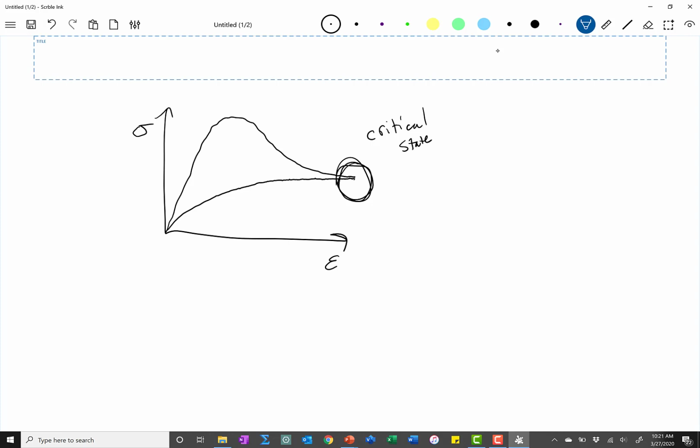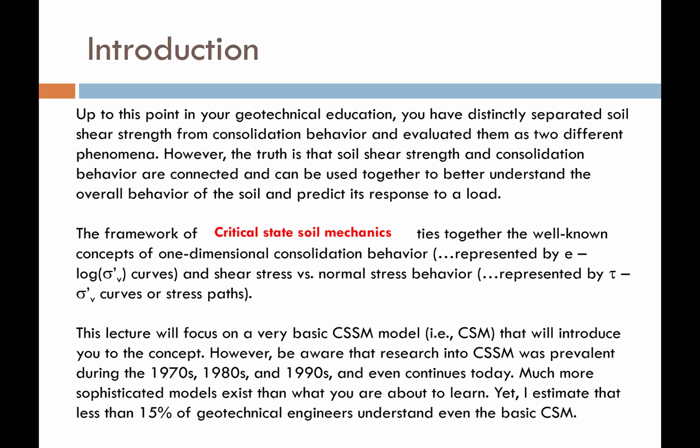meaning it's the state of the soil where its fabric is universal, and it corresponds generally to a residual. Often we'll call that the residual strength of the soil, right? So when we talk about critical state soil mechanics, what we're talking about is a framework of analysis that's designed to handle and accommodate the soil based on the properties of that soil in that critical state.